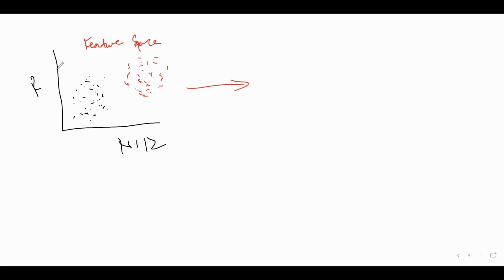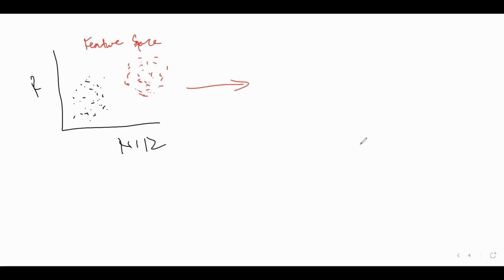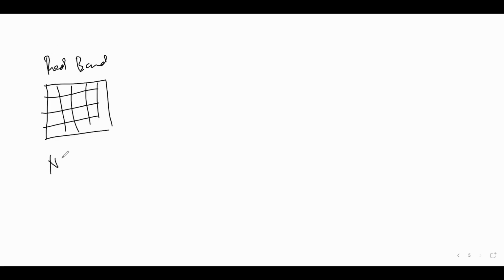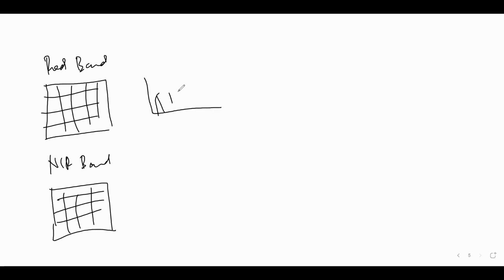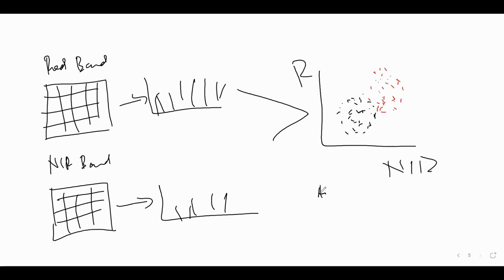Now here we can obviously see that there are two clusters, and what happens in unsupervised classification is that we first cluster, then assign classes. So what would happen is that we have the red band, the near infrared band, and we get the histogram. Now this is done automatically, you don't need to do the distribution, and then we make a comparison of red and near infrared, and the aim is to identify clusters in feature space.